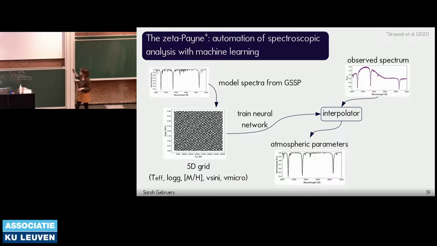How does it work? We compute a lot of model spectra. In our case, we used GSSP to compute these synthetic spectra, and we created a 5-dimensional grid for these 5 main surface parameters.